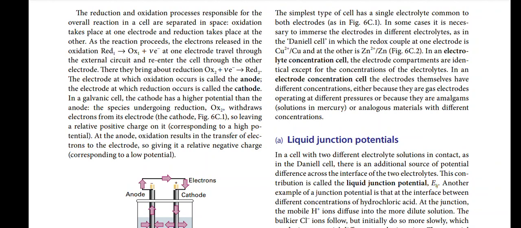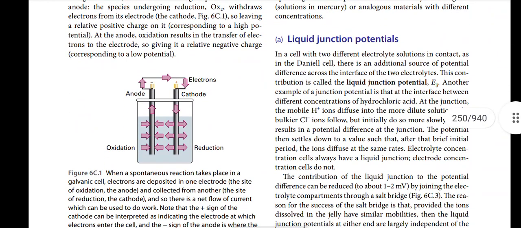In a galvanic cell, the cathode has a higher potential than the anode. The species undergoing reduction withdraws electrons from its electrode, the cathode, so leaving a relative positive charge on it, corresponding to a high potential. At the anode, oxidation results in the transfer of electrons to the electrode, so giving it a relative negative charge corresponding to a low potential.